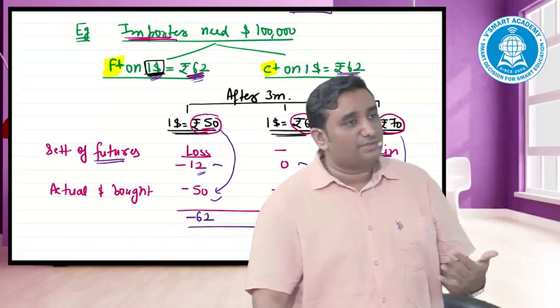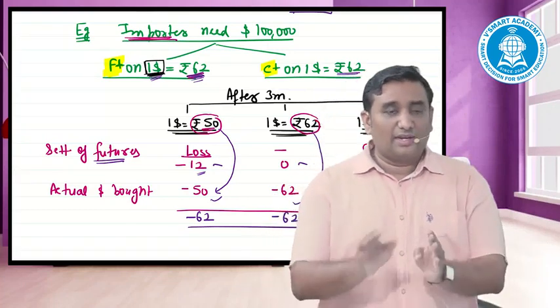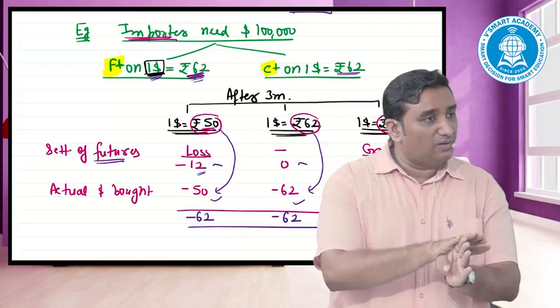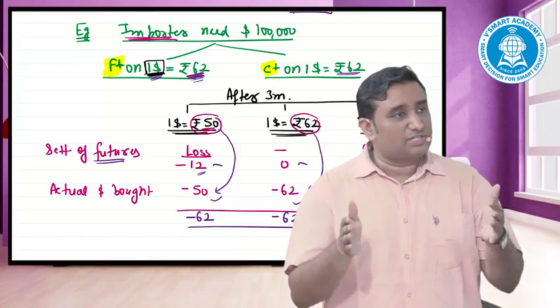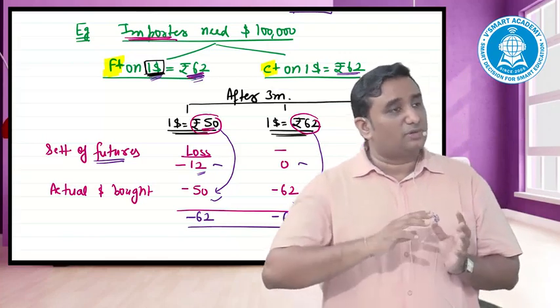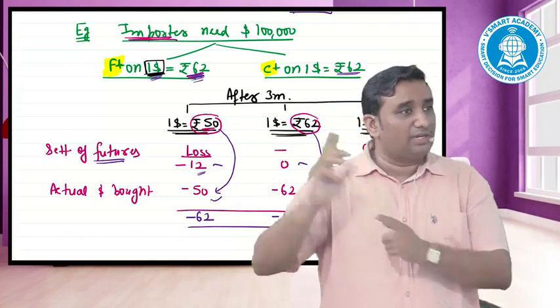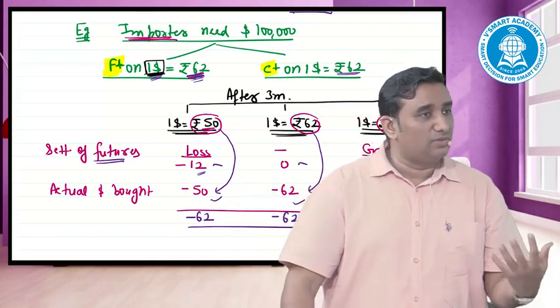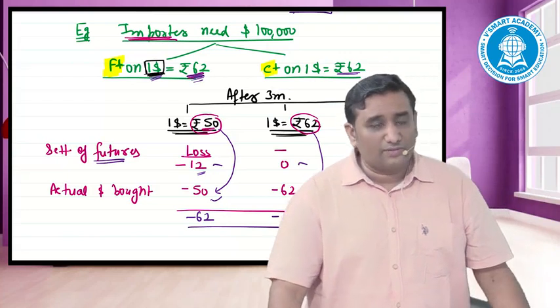Option market saves you something. In the future market, it will be either future will give you gain or loss. Your net will freeze at what? 62. In the option market, you will be protected from the upside, and downside you are able to enjoy that out. What comes out as a 50 which comes out.